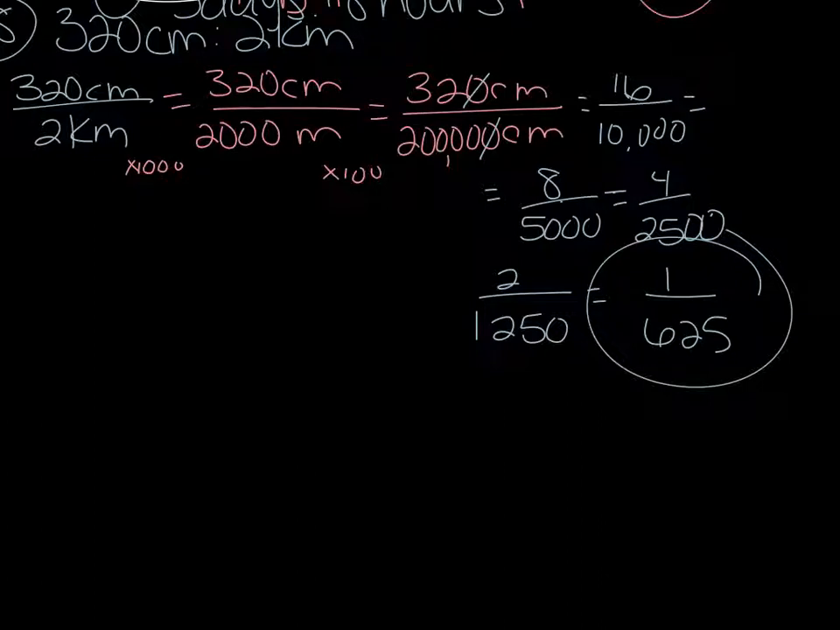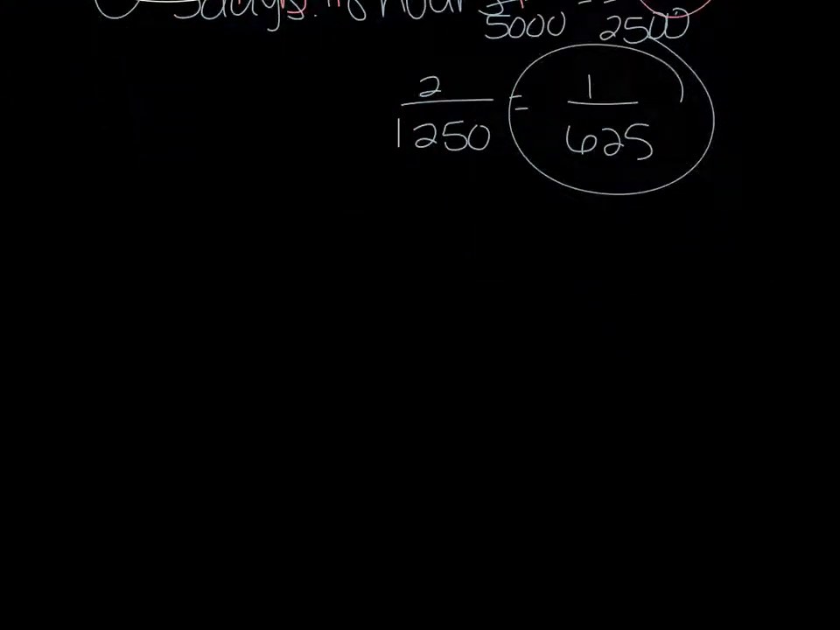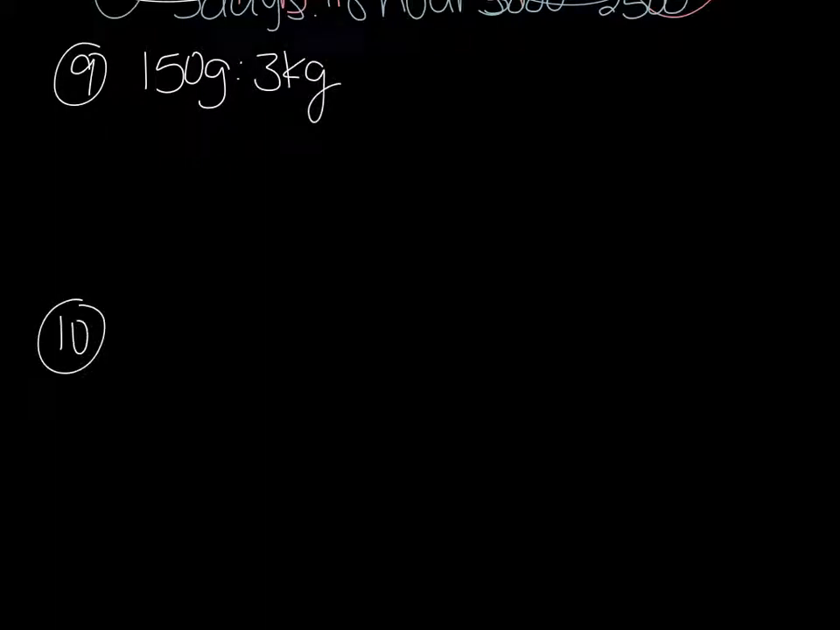Okay, I'm going to write 2 on the board. I want you guys to try these 2 on your own. These will be the last 2. Number 9, I want you to simplify 150 grams to 3 kilograms. And then this will be like the last one we just did. 5 kilometers to 450 centimeters.